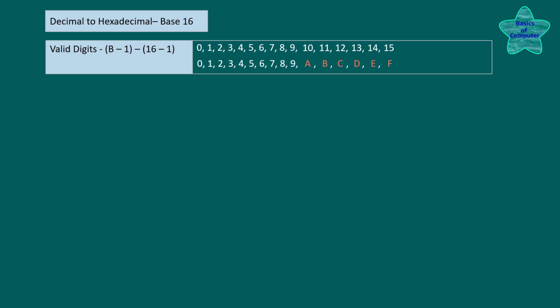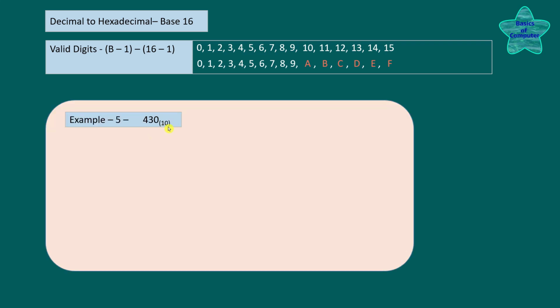We'll try to solve one more problem. 430 to the base 10. Try to solve this. Like we did in the last example, you can do a classical division method to arrive at the quotient and remainder. That will make the process simple.